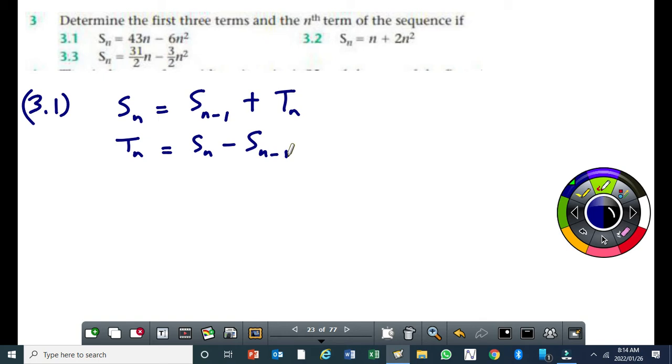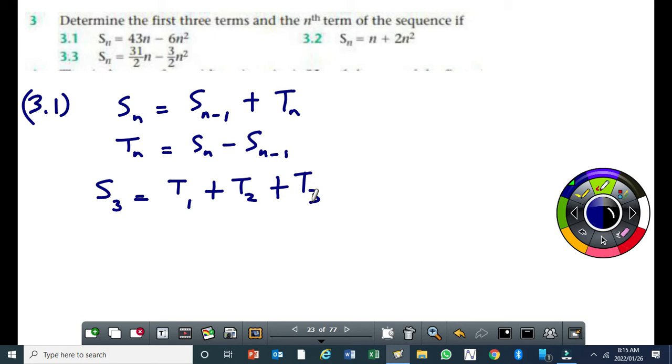So it's very important for you to be aware that if you are given, say, S3, I'm just saying S3, always be aware that if I give you S3, it means that this is equal to T1 plus T2 plus T3. That's what it means. S3 means we are adding 3 terms of the arithmetic sequence. So T1 plus T2 plus T3.